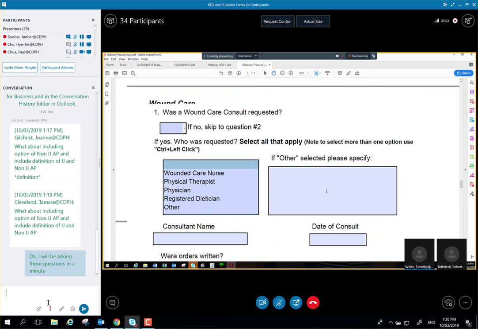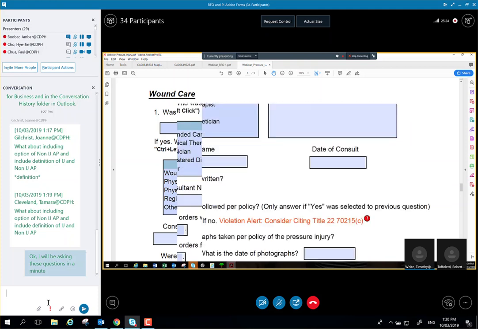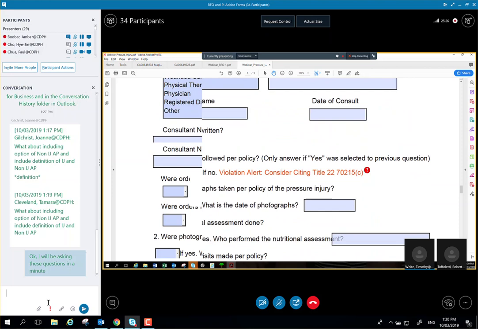Was there a wound care consult? If yes, who did it? Different hospitals and hospital systems, some will have a wound care nurse, some use a physical therapist, some have a wound care physician. So we see all those things, and sometimes they're all involved with it. So again, you can choose all you want, but the main person, we want to know the name and the date of the consult.